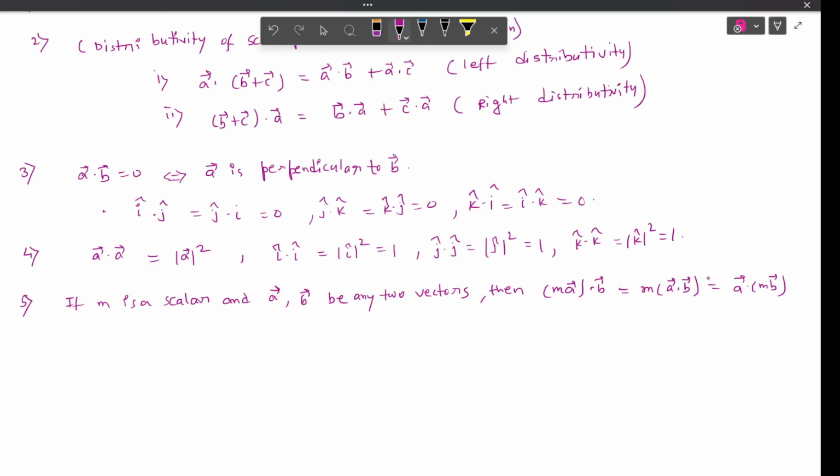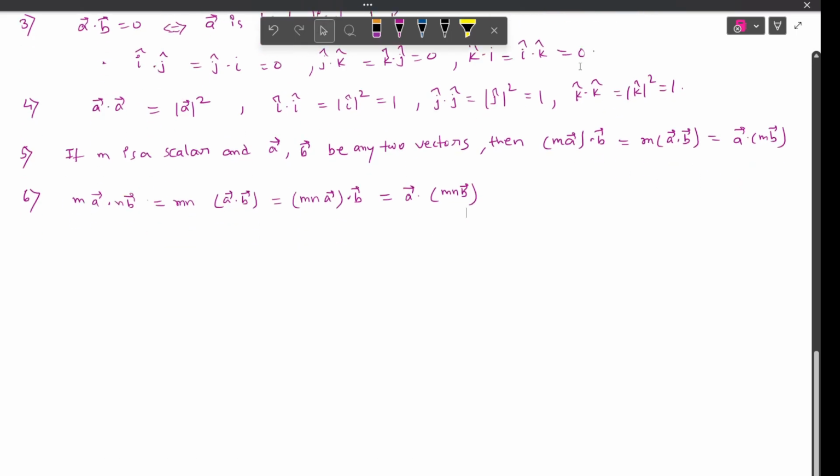Now property number 6. If m and n are scalars and A and B are two vectors, then m A vector dot n B vector, we can write it as mn times A dot B, or we can associate mn with A, mn A vector dot B vector, or we can associate mn with B, so A vector dot mn B vector. Okay.